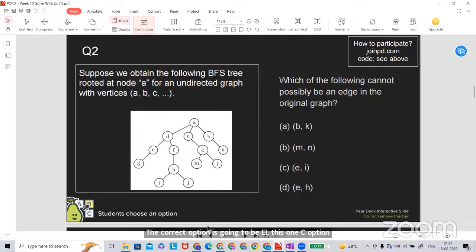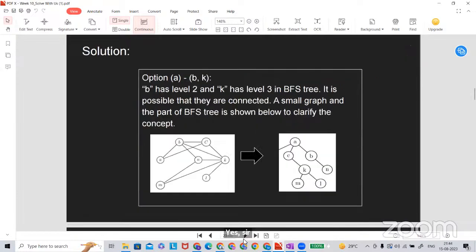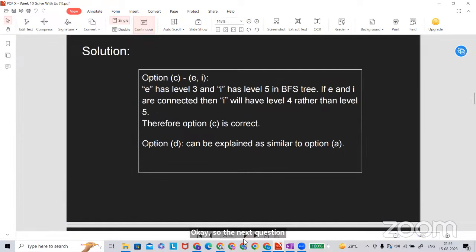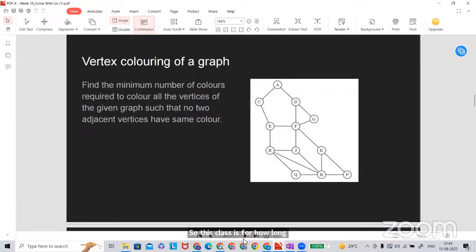Okay, sir. Next question. So this class is for how long? Sir, for... So let me go with the next one, vertex coloring problem. Sir, let's finish this. Explain for DFS also, sir. We'll discuss that. If we have a problem, we'll discuss that. Sir, I'm facing a problem in DFS. Okay, let me finish this one. Otherwise, my slide is not going to be finished.